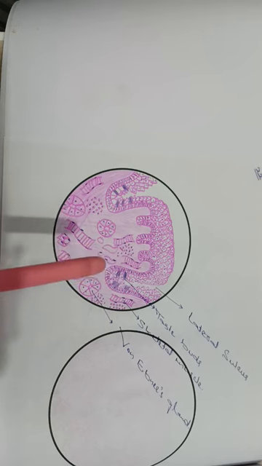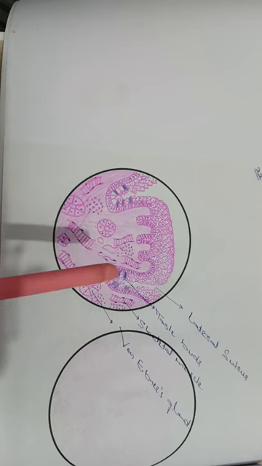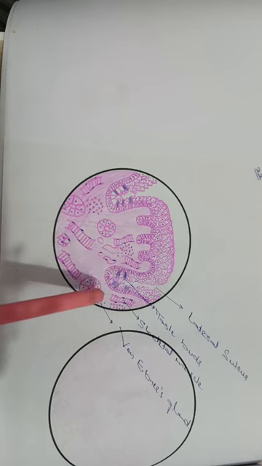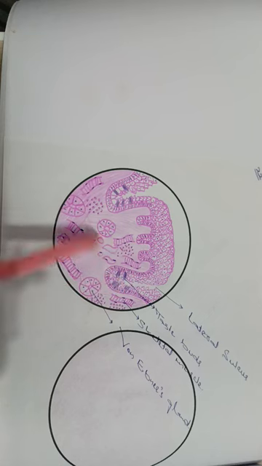The core of each papilla consists of connective tissue, blood vessels, and lymphatics. You can see the core contains what? This contains blood vessels, nerves, and lymphatics.